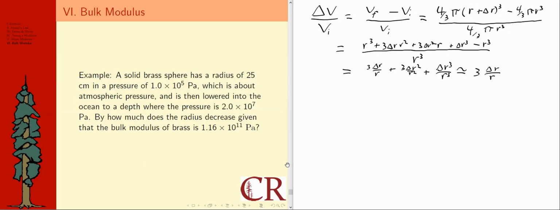A solid brass sphere has a radius of 25 centimeters and a pressure of 1 times 10 to the 5 Pascal, which is about atmospheric pressure, and is then lowered into the ocean to a depth where the pressure is 2 times 10 to the 7 Pascal. By how much does the radius decrease given that the bulk modulus of brass is 1.16 times 10 to the 11 Pascal?